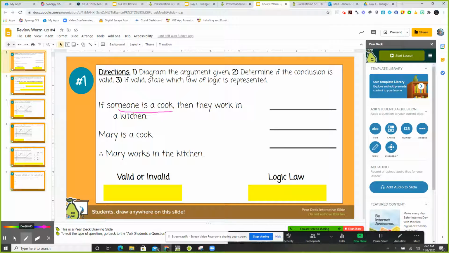So I've got Mary's a cook, that's P. She works in the kitchen, that's Q. Mary's a cook, that's P. And she works in a kitchen, that's Q. This is detachment, right?